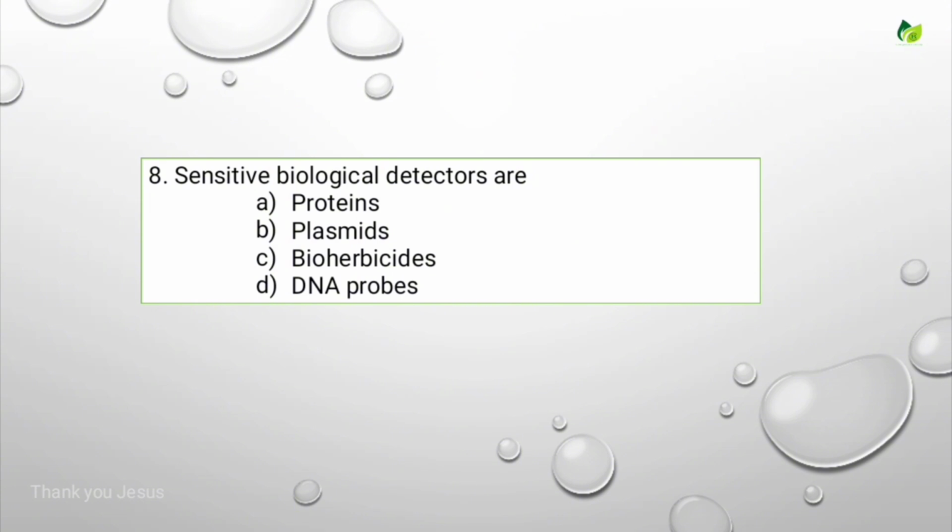Sensitive biological detectors are? Options are proteins, plasmids, bioherbicides, DNA probes. For this, the correct answer is DNA probes. Let's see the next question.